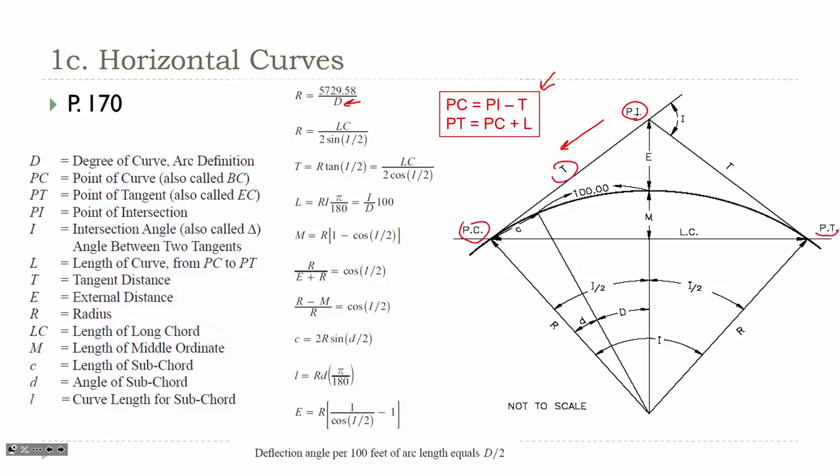But then to get the PT, we do not take the PI plus the T, because we want our stationing along the curve itself. So we have to go back to the PC, then calculate the stationing along the curve L, so that's why we're adding L to the PC to get the PT. They do not give you those equations, but I'm pretty sure that's a common problem they ask, to calculate the PC station and the PT station. If it's not clear, these are stations.